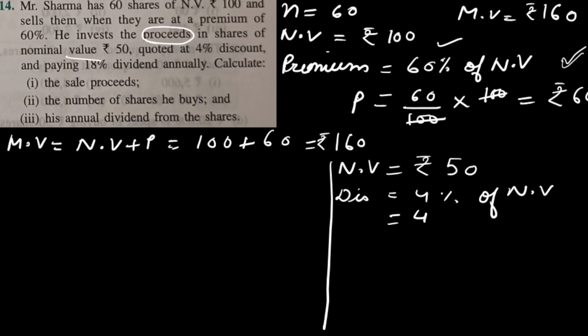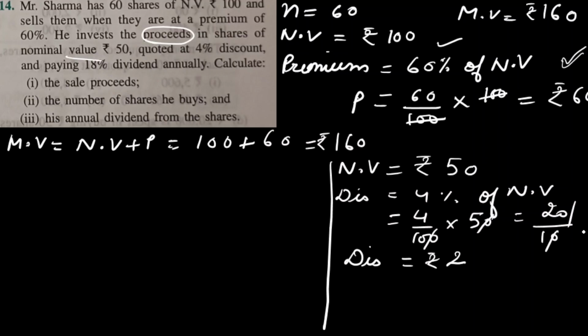So let's simplify this also. 4 by 100 into nominal value. So this nominal value is 50. Don't substitute the previous one. Okay, this is where nominal value is 50. So this and this I'll cancel, 1 0. 4 into 5 is 20 by 10. Again 1 0 will get cancelled. So how much discount did I get? Discount is rupees 2. Right.